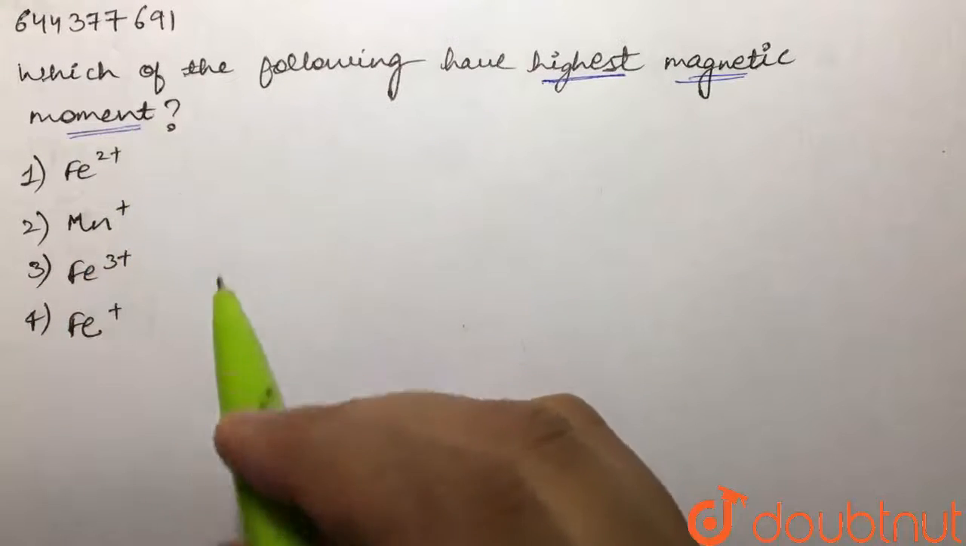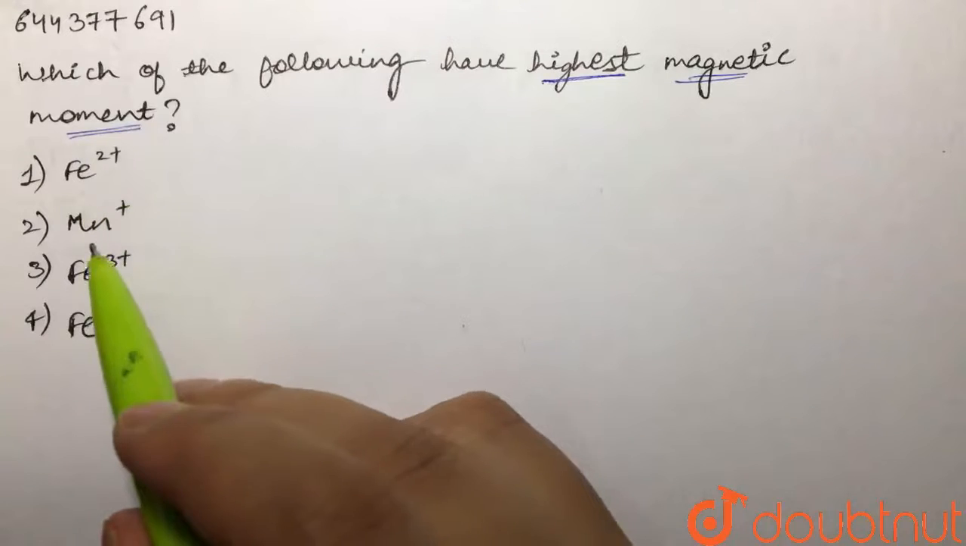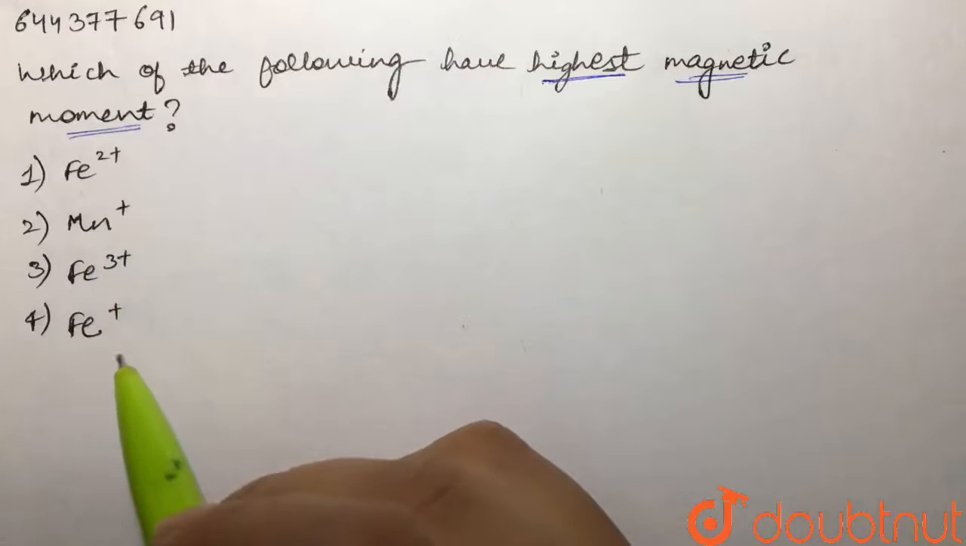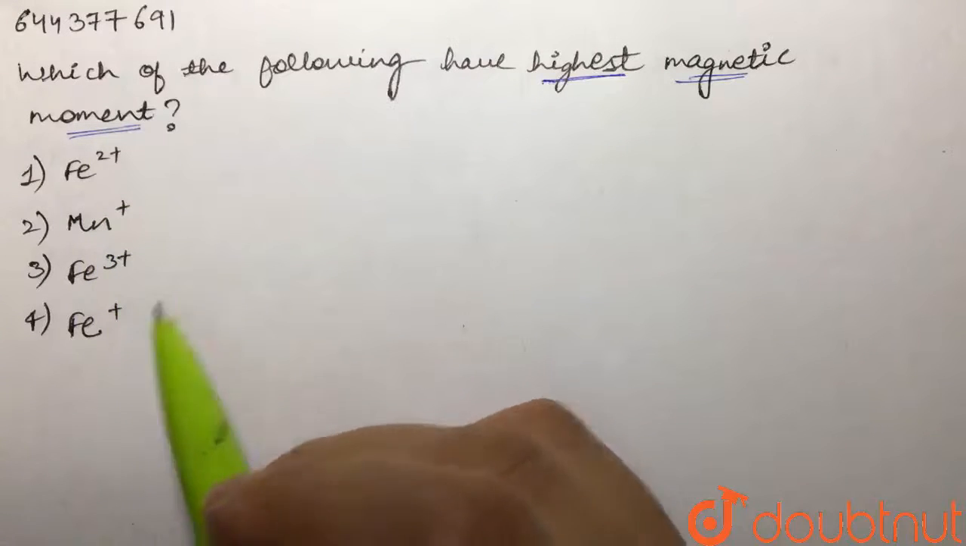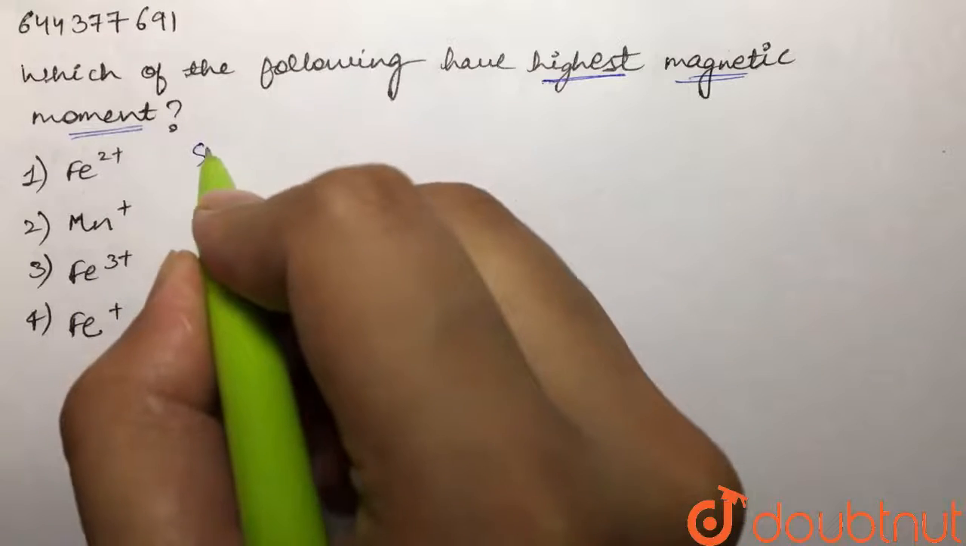Our question is, which of the following have highest magnetic moment? Over here we are given 4 options: Fe2+, Mn+, Fe3+, and Fe+, and we are supposed to tell which of the following has the highest magnetic moment.